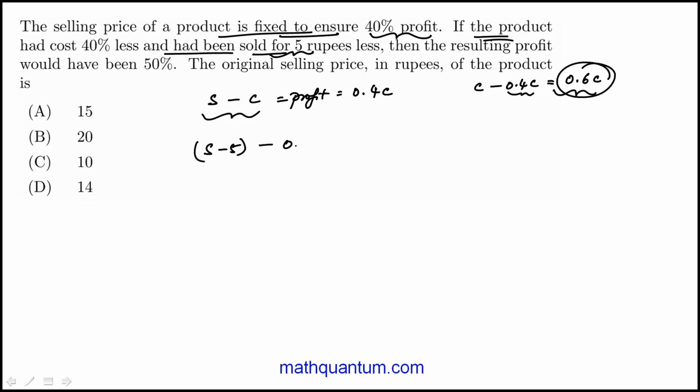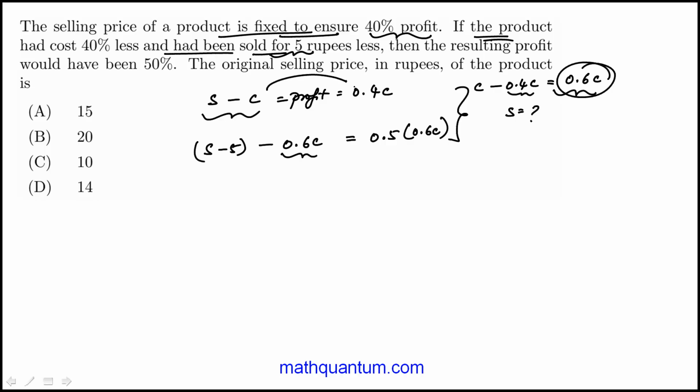This is our cost, the new lower cost. Then they're saying the resulting profit would have been 50%. So this would be 50%, again, 50% of this new cost. So these are my two equations, and now it's just algebra. I just need to figure out S. So I'm going to try to eliminate C.